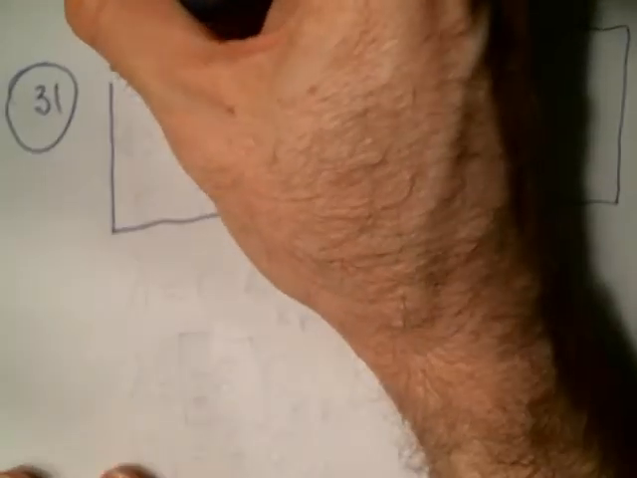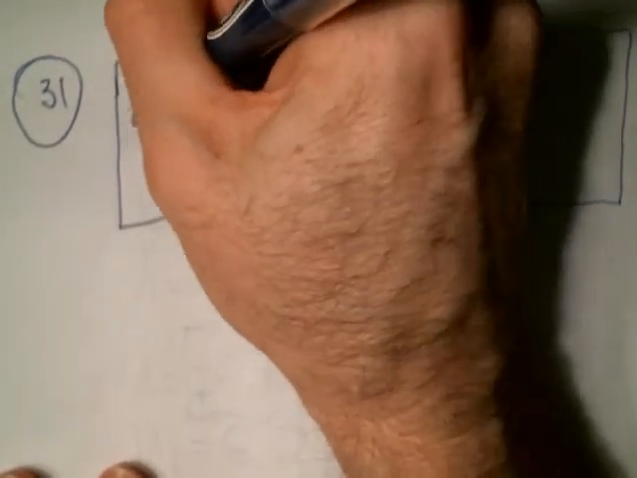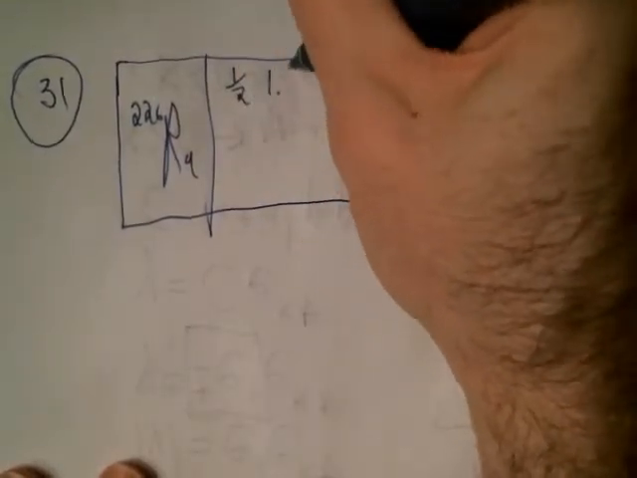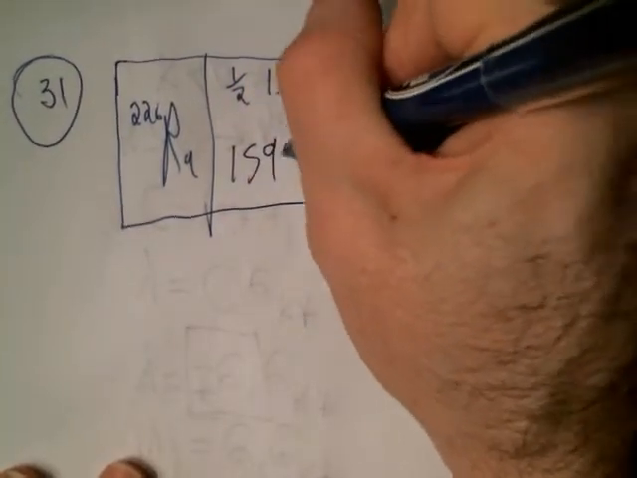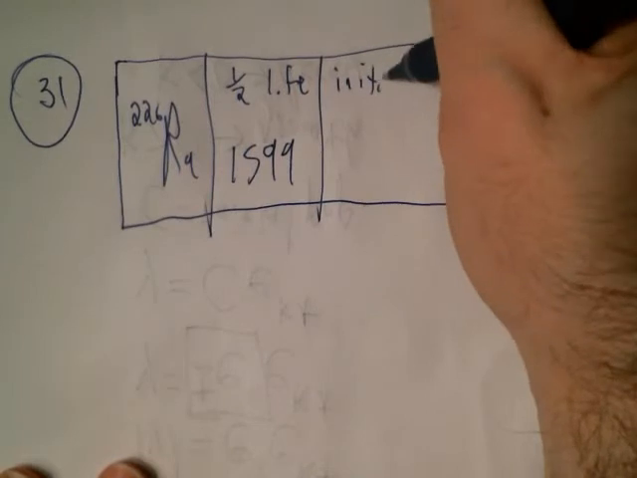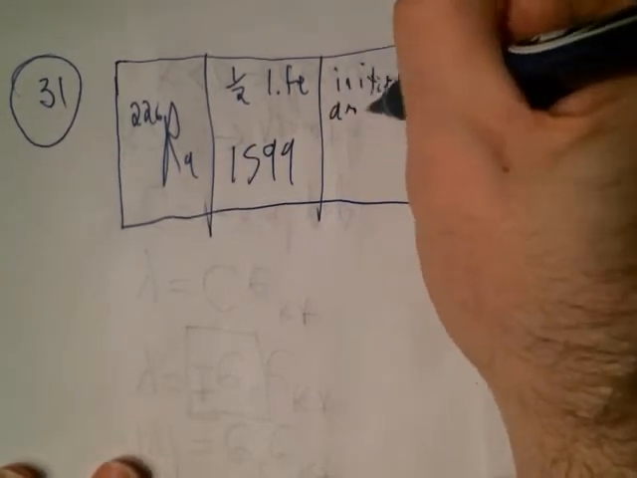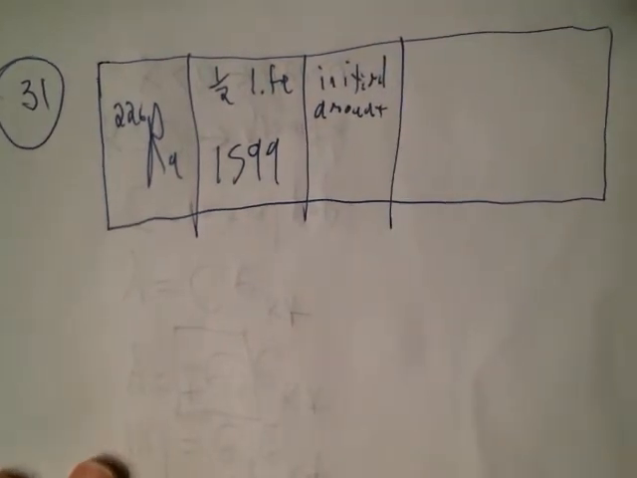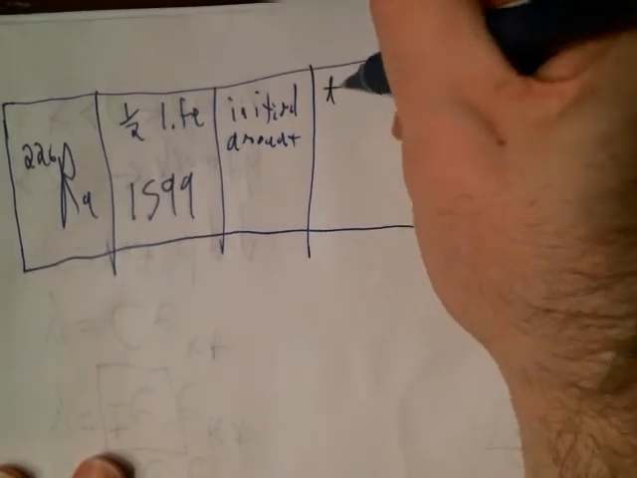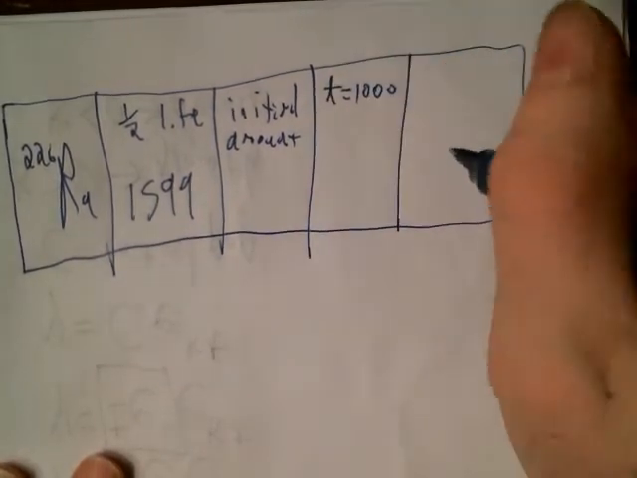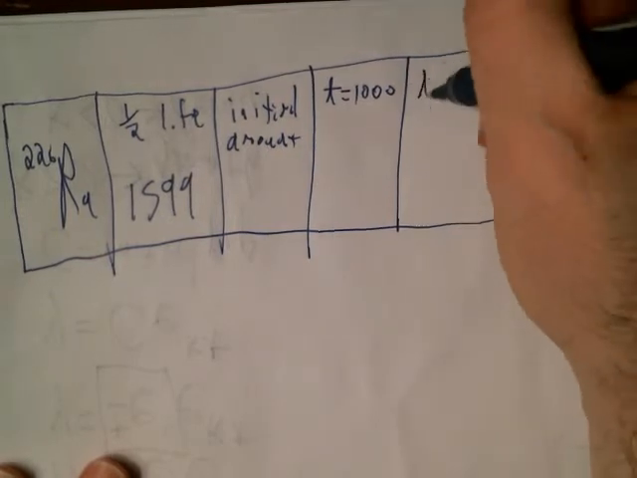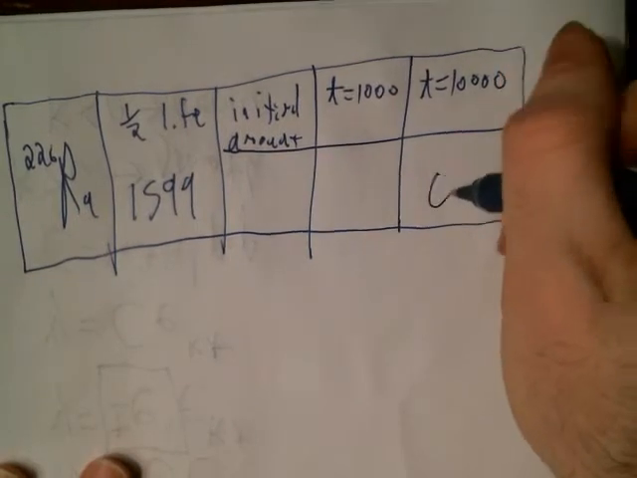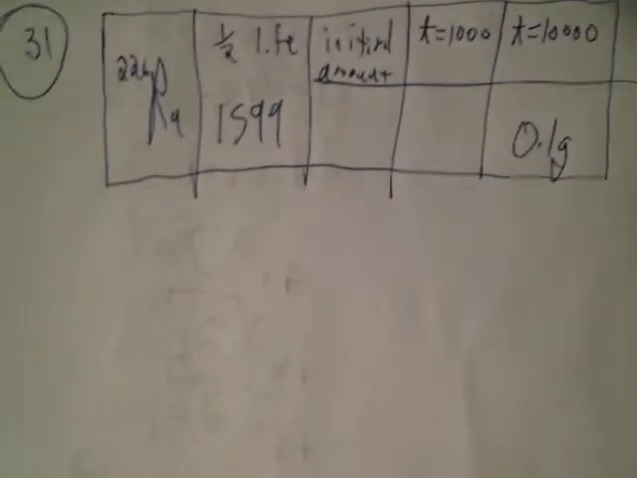Okay, so they give you a chart. This is radon 226. They tell you the half-life is 1599. We don't know the initial amount, apparently. And we're looking for the amount after 1,000 years. We don't know that. But we do know the amount after 10,000 years. The amount after 10,000 years is 0.1 grams.